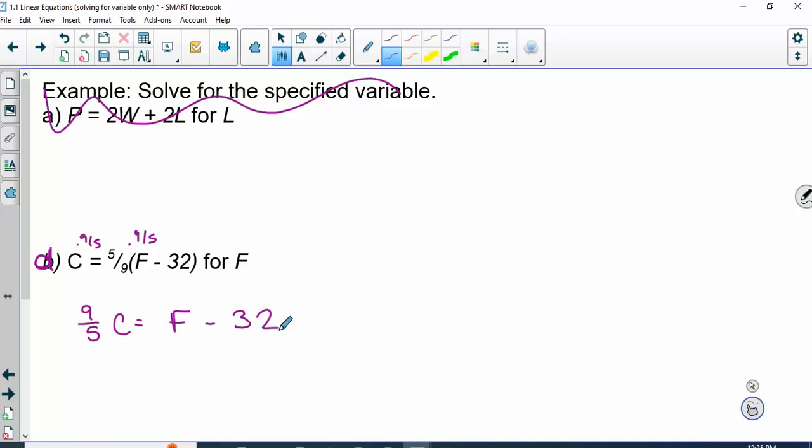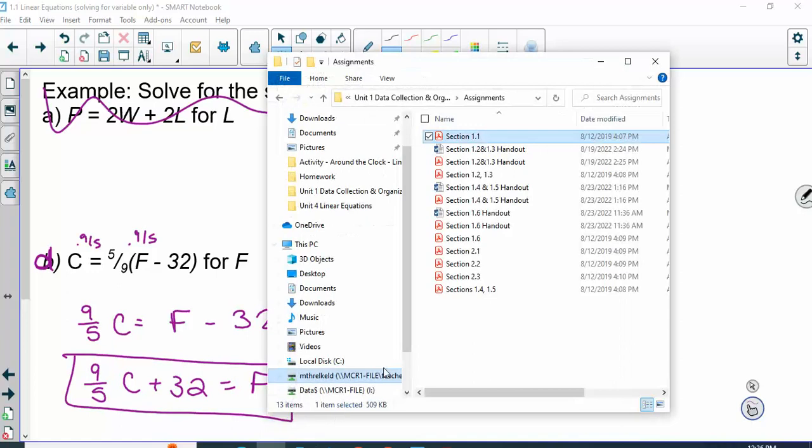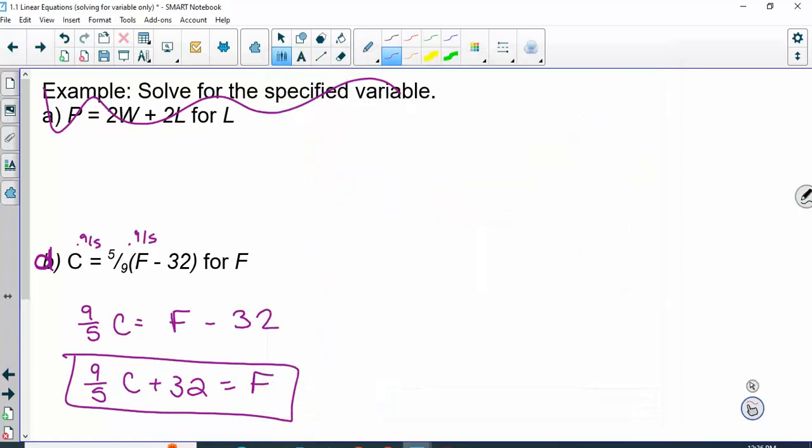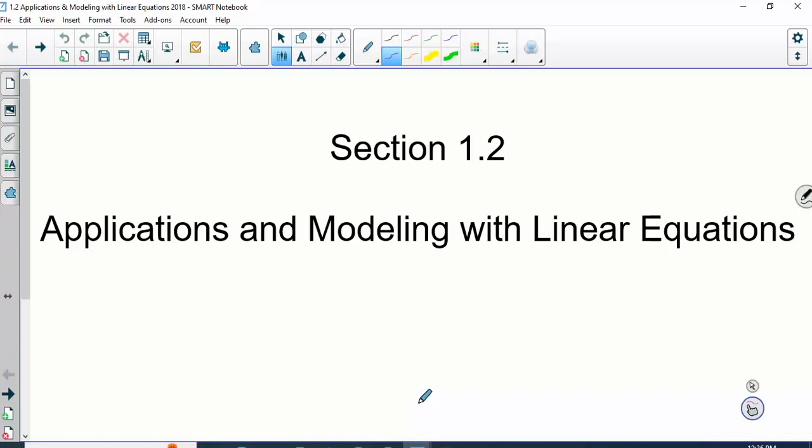And then, so you guys seem like you kind of remember how to manipulate equations. That's not a big thing. All right. Then we are going to start section 2.